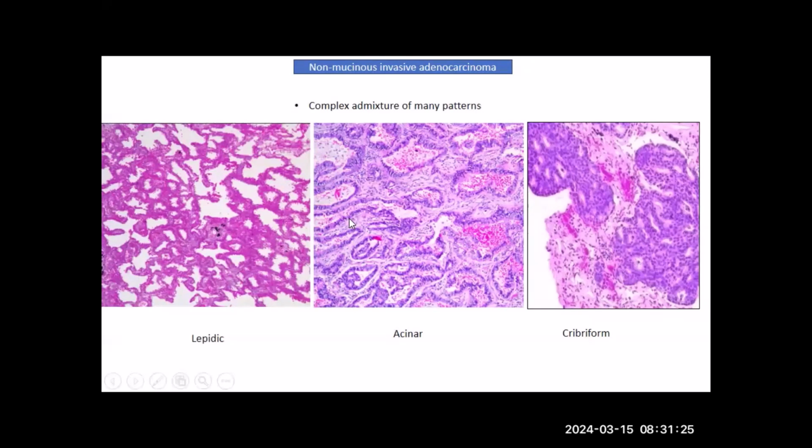Similarly, if multiple glands fuse, this is a complex glandular pattern. You can see here that there are multiple glands which are superimposing on each other. This is the cribriform pattern. This is not separately described, but it is a poorly differentiated pattern of an acinar adenocarcinoma.